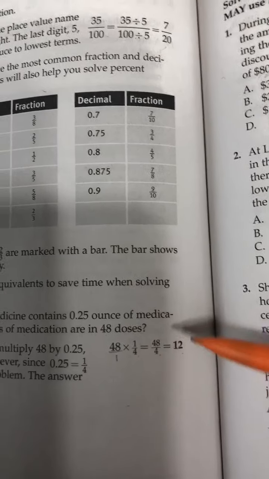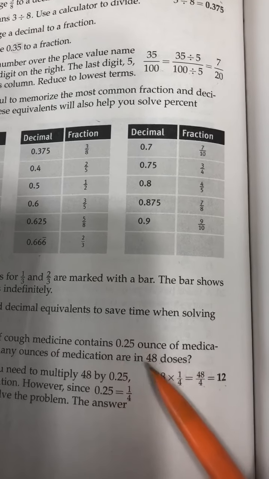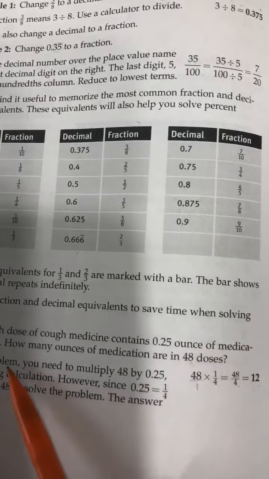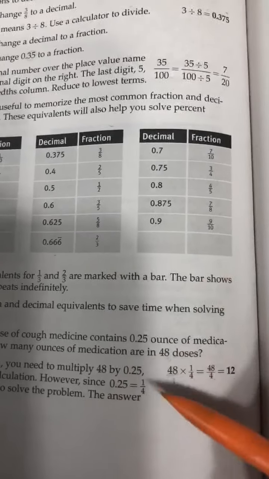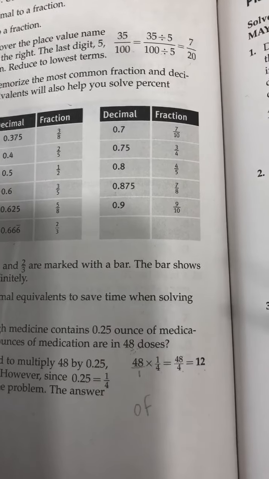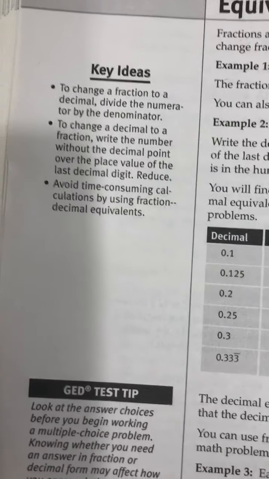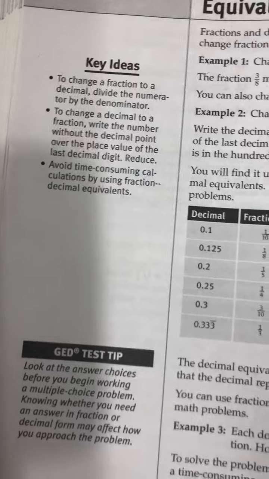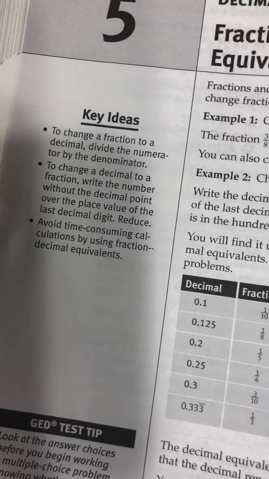Another way to think of this problem is to say, what is a quarter of 48? And the question says, how many ounces of medication are in 48 doses? When we think of the word of, think multiplication. And there will be more examples as we go along. Remember to review these key ideas here on the side of the page. They're very helpful when trying to remember the main parts of the lesson. The most important parts.